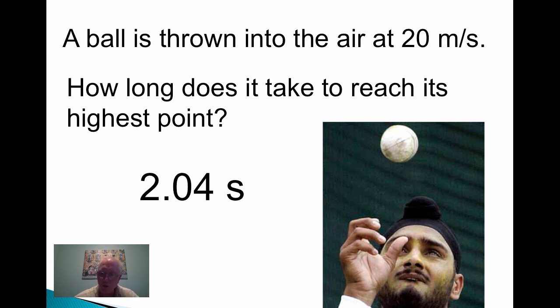That's a little tricky, so if you had trouble with that one or any of these problems, we can certainly go over them in class.